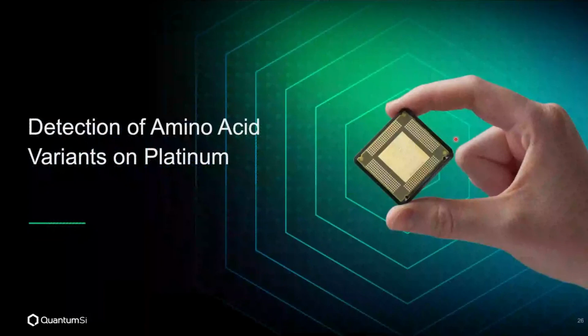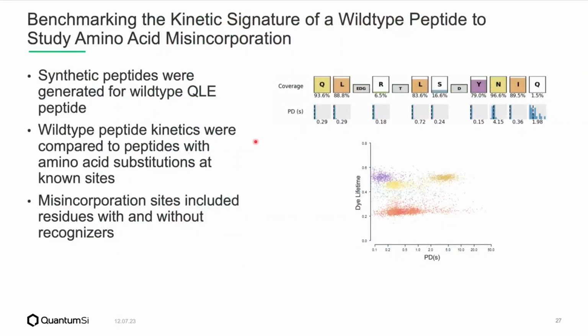Finally, I'd like to move on to the last use case, which is the detection of amino acid variants using next-generation protein sequencing on Platinum. In this particular use case, we have a study of amino acid misincorporation with one of our collaborators. We began this project by benchmarking the relative on-chip kinetics for a wild-type QLE peptide.